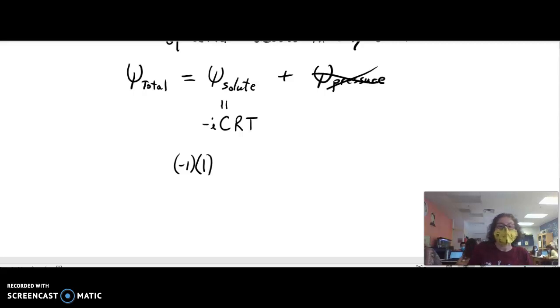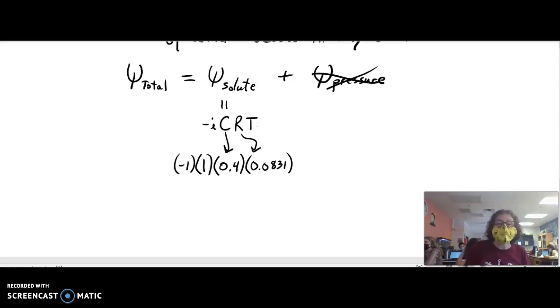Okay, C is what we just got from the graph. It's the molarity of the solute. So that I'm going to put in as 0.4. You will put in whatever you get when you interpolate your graph. R is a constant that is in the formula sheet. It's always the same. Again, you don't have to memorize it. It's 0.0831, I believe. So you just plug and chug that.